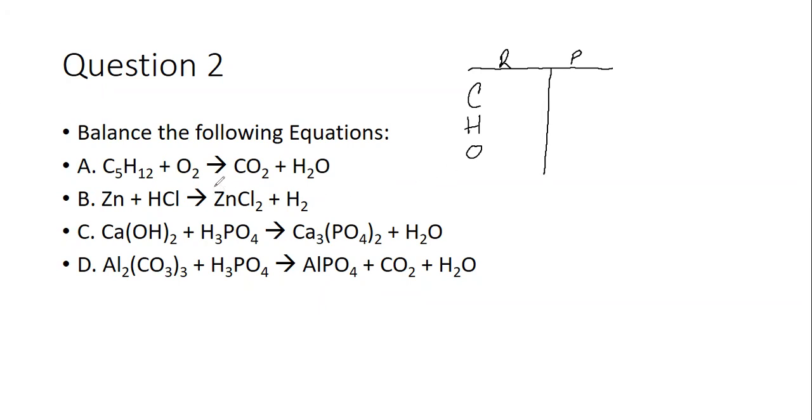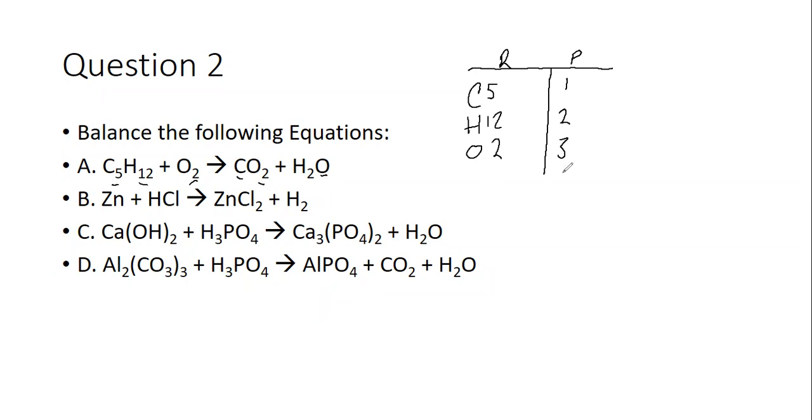The first thing I'm going to do once I have that little chart is count how many atoms I have on each side of the equation. For carbon, I have C5 on my reactants, so I have 5 carbon, and my products only have 1 C, so that's 1. Hydrogen, I have 12 on my reactants, 2 on my products. Oxygen, I have 2 oxygen as a reactant and 3 oxygen as a product. So 1, 2, 3 as products.